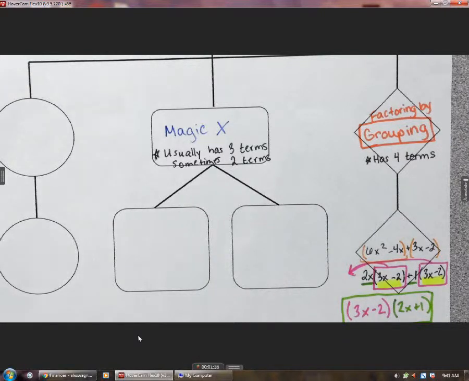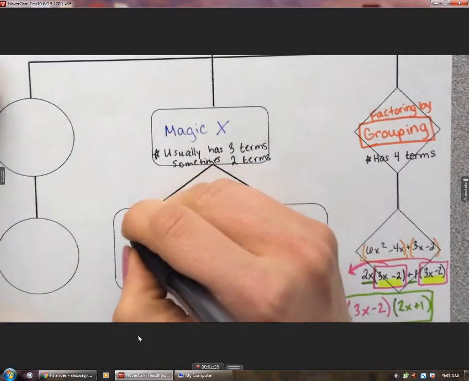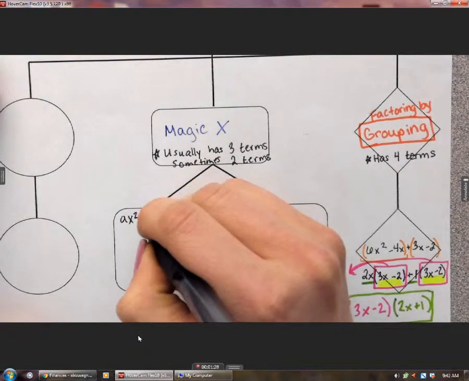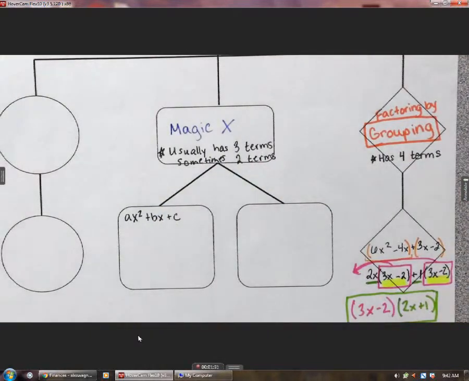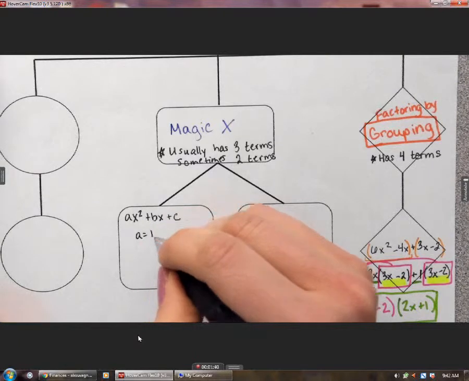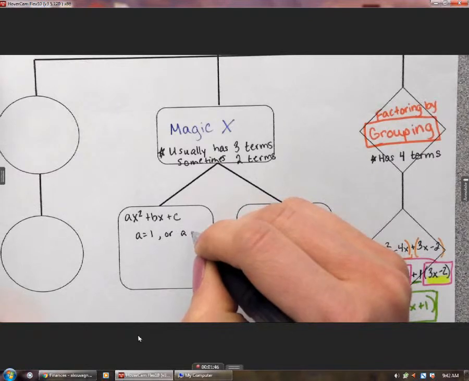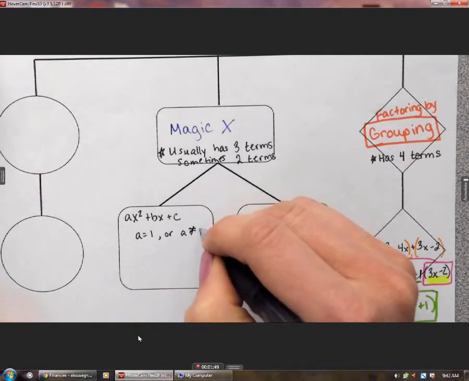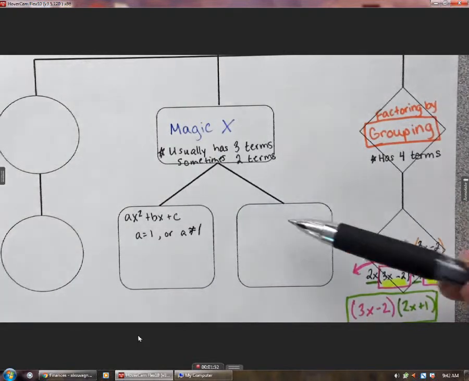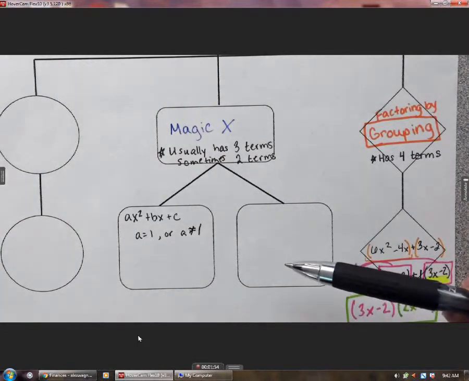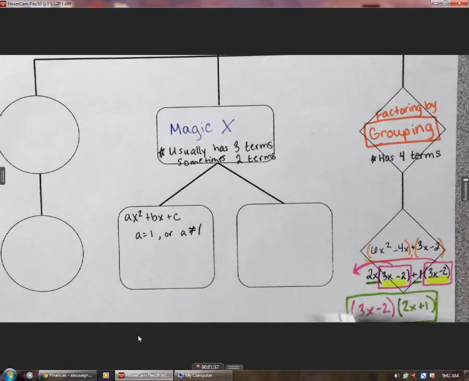There are 2 different types or ways to use magic X. One of the ways is when it's in the form ax squared plus bx plus c. You can do it when a is equal to 1, or when a is bigger than 1, or just not equal to 1. There are some other times that we use it, but I'm not going to show those today. We'll talk about those on Monday, so this box is just going to stay blank.